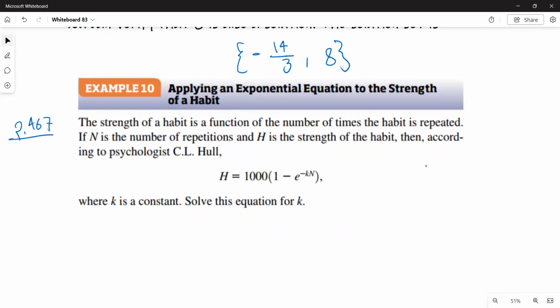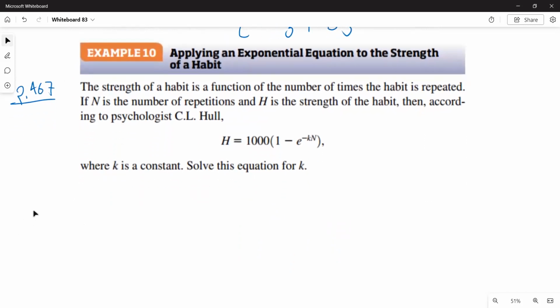The strength of a habit is a function of the number of times the habit is repeated. If n is the number of repetitions and h is the strength of the habit, then according to a psychologist, they are related by this function with the natural exponential function. So solve this equation for k.